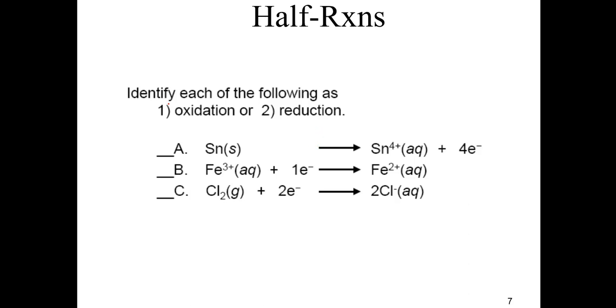I could also ask you to identify. So notice the electrons are on the right side of the arrow, so that's going to be oxidation, whereas the electrons are on the left side of the arrow because it's going to be added into the ion, so it's reduction. So this would be 1, 2, 2.